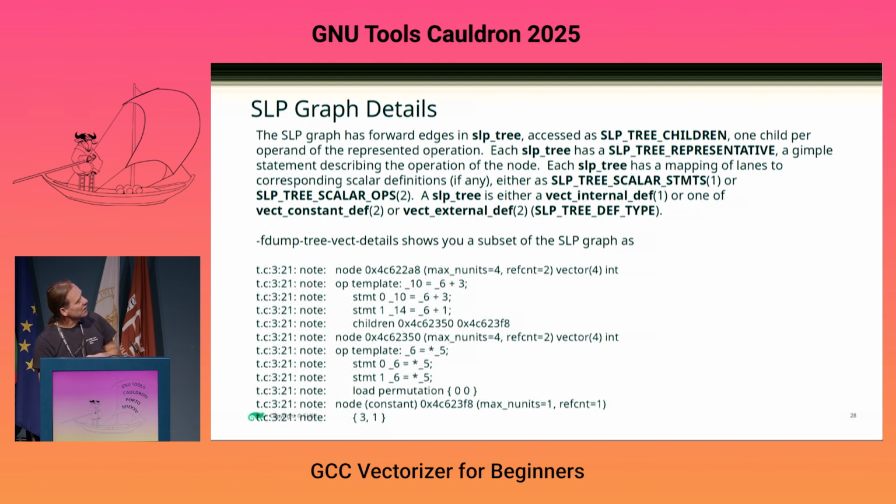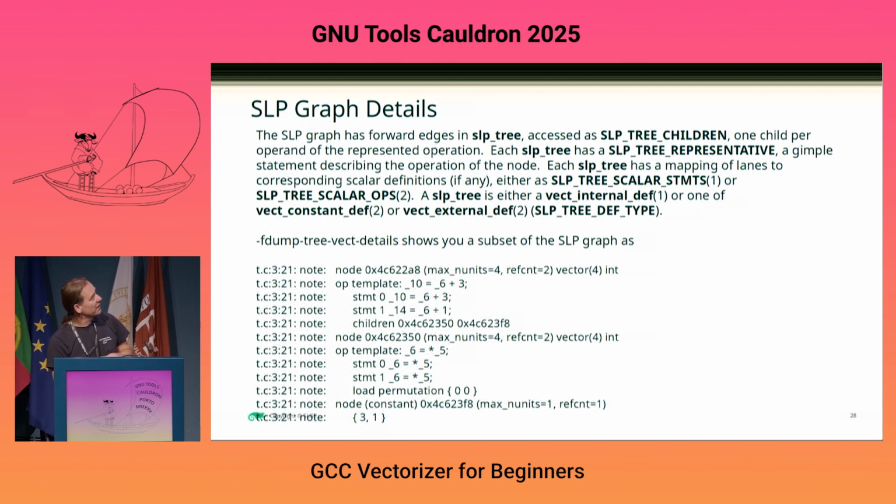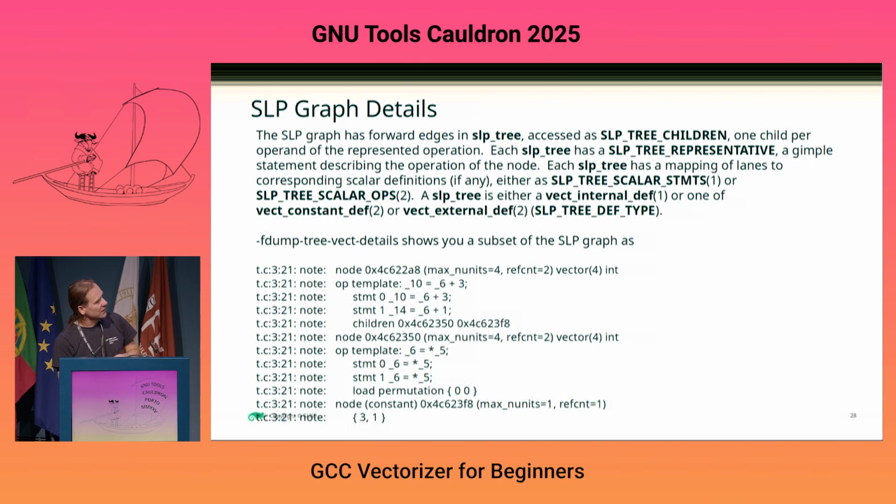So this is denoted by the SLP tree def type, which is either internal. In that case, we have the Gimple statement definitions in the lanes, or constant or external. Constant, in this case, we see 3 or 1, and for external, that means the definition is outside of our vectorized region. In this case, like SSA definition that's invariant in the loop. Which we don't need to vectorize, but we just have to somewhere construct a vector out of some of those, like in the prologue.